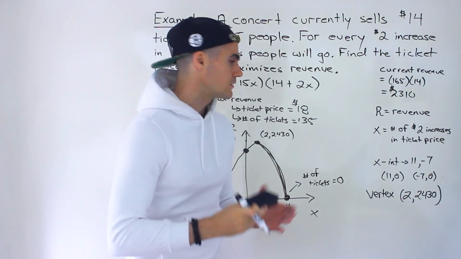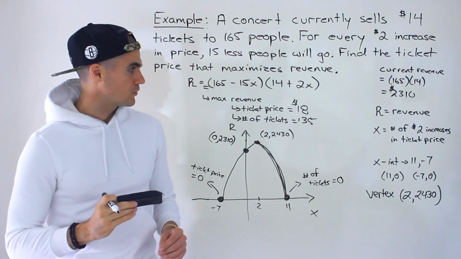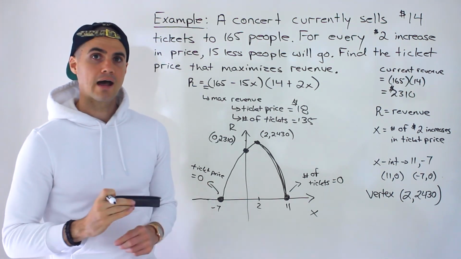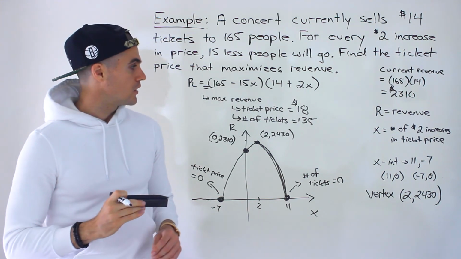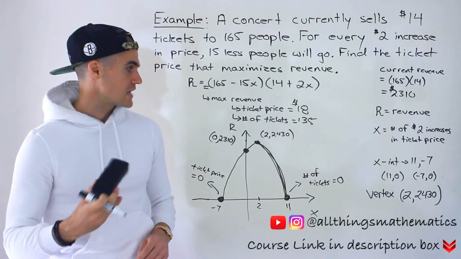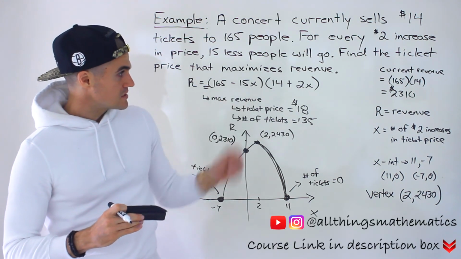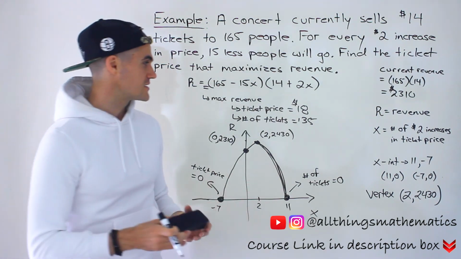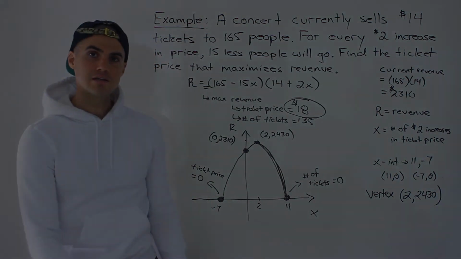All right, so hopefully you understand how these revenue questions work. We went over 2 of them at this point. And it's a very popular type of question. You're definitely going to be running into this, and we're going to be doing more and more of these kinds of questions as the course goes on. But the answer to this particular question, even with all of this that I did, the ticket price that maximizes revenue is $18.